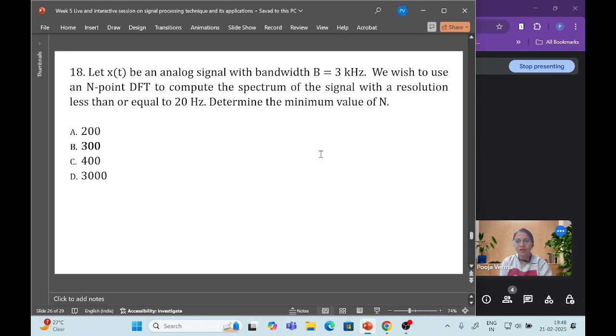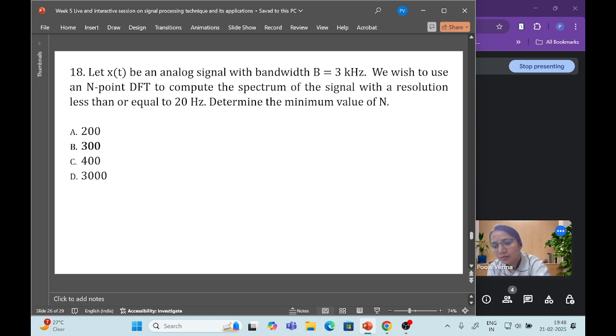Okay, so moving to the next question. The next question is: let x(t) be an analog signal with bandwidth B equal to 3 kilohertz. We wish to use an N-point DFT to compute the spectrum of the signal with a resolution less than or equal to 20 hertz. Determine the minimum value of N. What will be the length of the DFT, that is N-point? Here the bandwidth of the signal and the resolution are given. Now how can we calculate it?